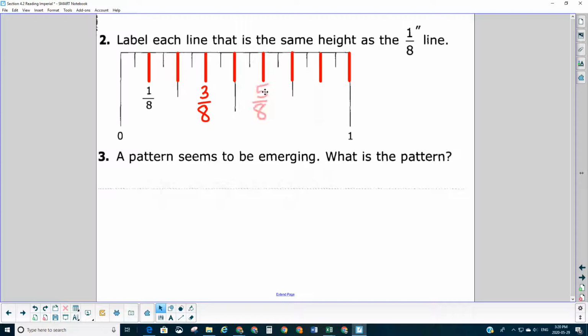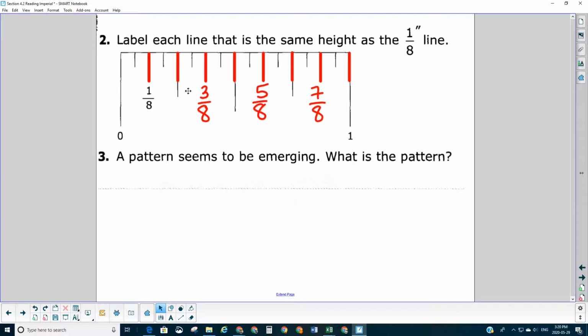4/8. This is 5/8. 6 is here. We're skipping it. 7/8. And then, of course, 8/8 would be at the end. All right, so labeling all of those is 1/8, 3/8, 5/8, and 7/8. So a pattern seems to be emerging with all of these. If you look at this number, this is 1/8, not 2, 3, not 4, 5, not 6, 7.